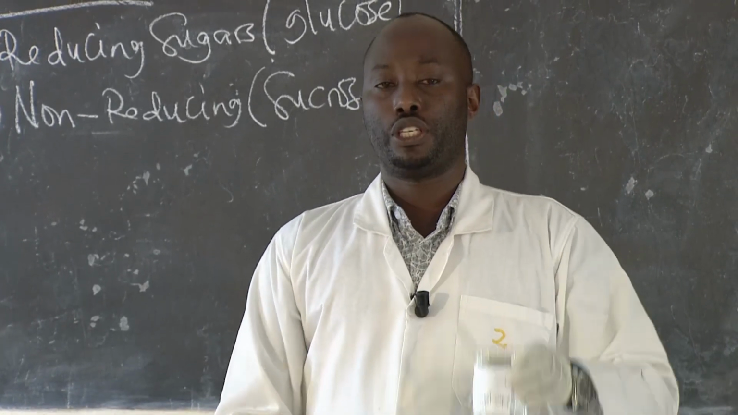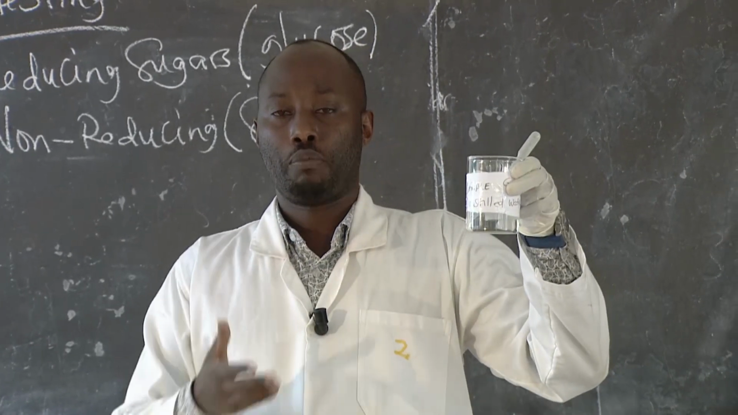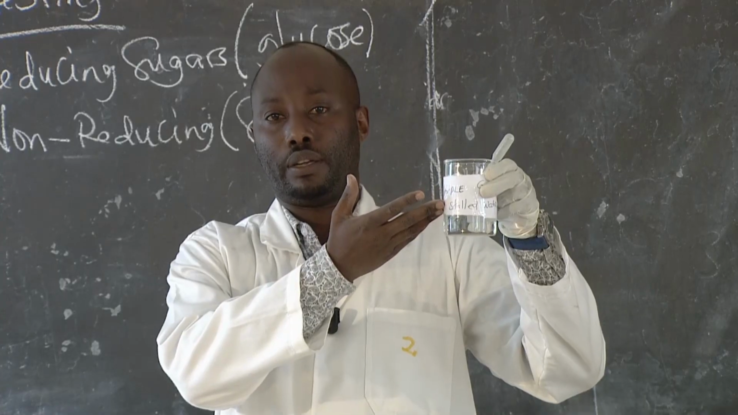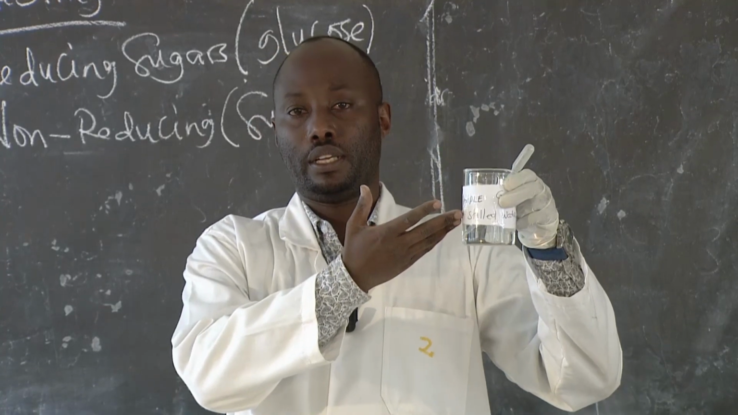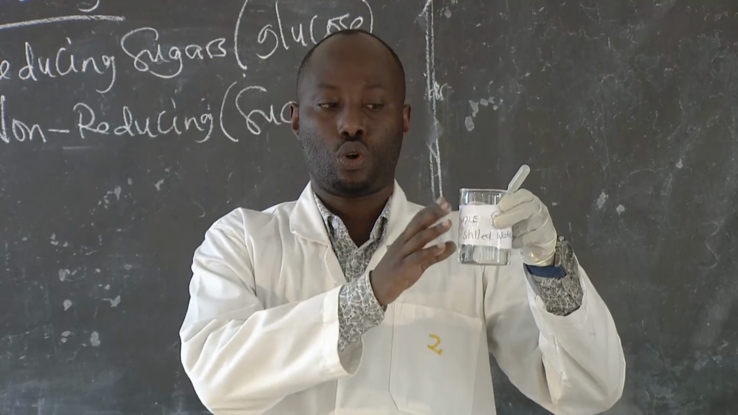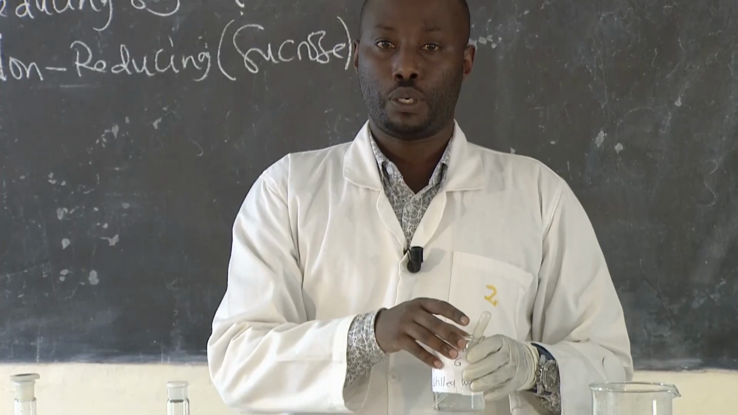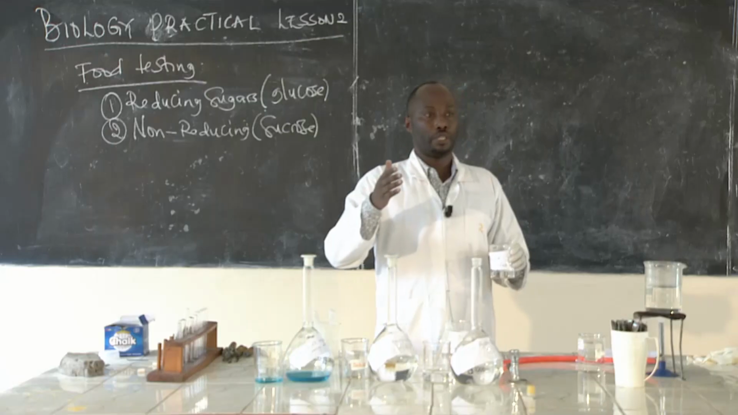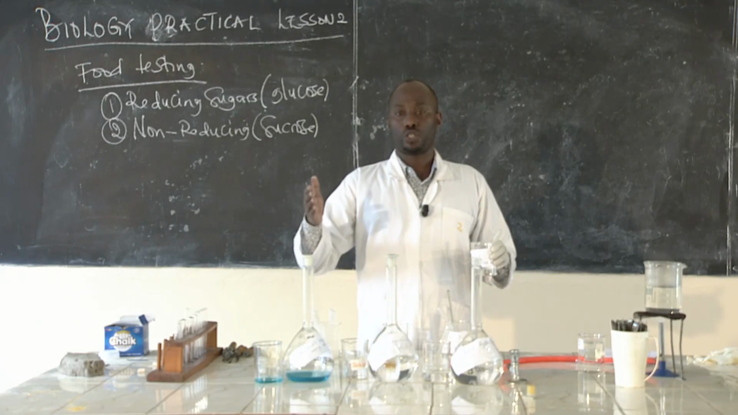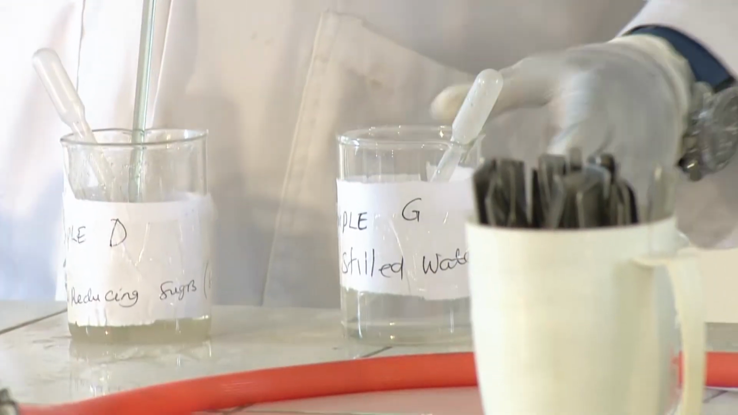I have sample C. As you can see, this is sample C. I'm going to be using distilled water. Distilled water is water which does not contain any impurities. So the distilled water is going to be acting as a control experiment. A control experiment is an experiment that controls negative, not test positive. So let us start the experiment.